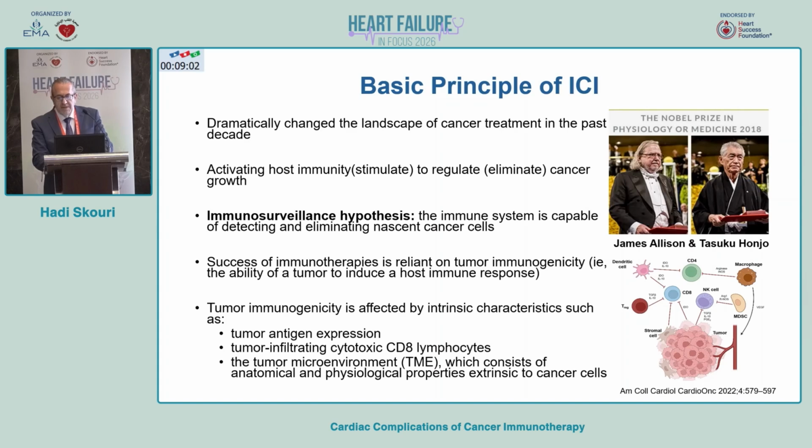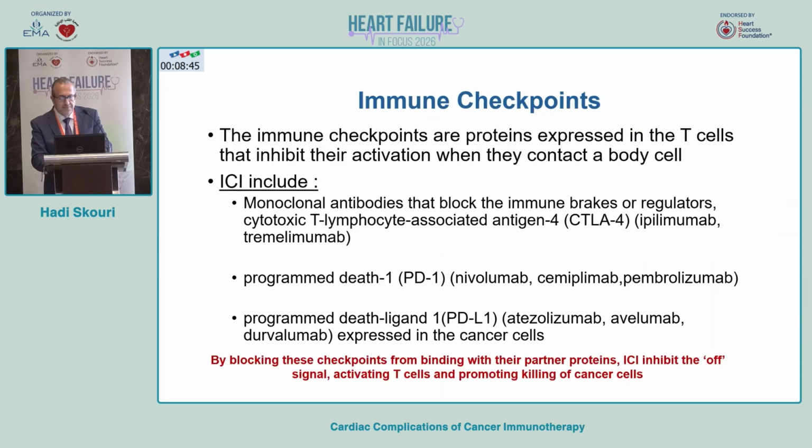And basically, the Nobel Prize for this discovery of ICI goes to James Allison and Tasuku Honjo, physiology and immunology professors, for this innovation. So immune checkpoints are proteins expressed on the T cell that inhibit their activation when they contact a body cell. And these immune checkpoint inhibitors include monoclonal antibodies that block the immune brakes or regulators like the cytotoxic T lymphocyte antigen, the programmed death one, and the ligands of programmed death one. So when we block the expression of these checkpoints, we activate the T cell and thus promote killing of cancer cells.